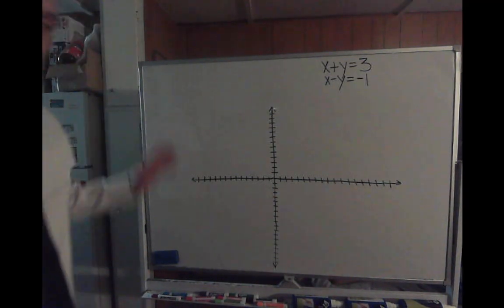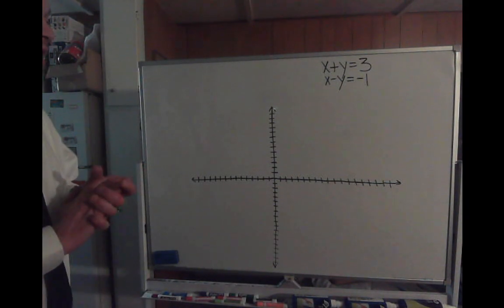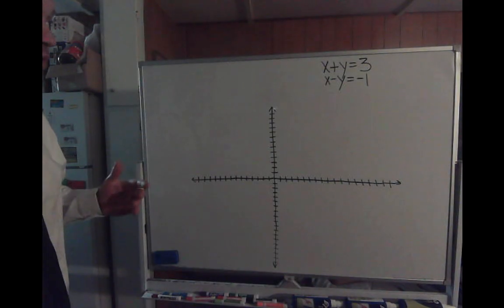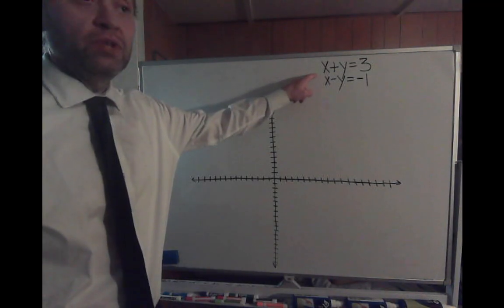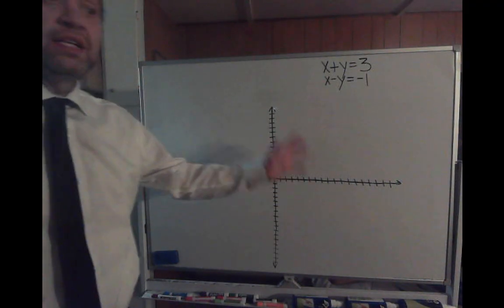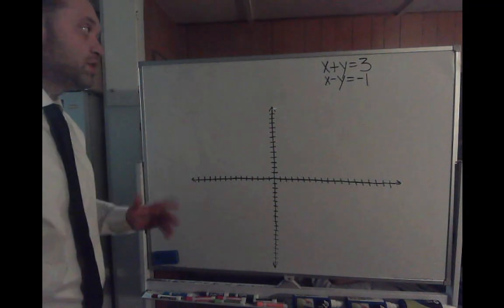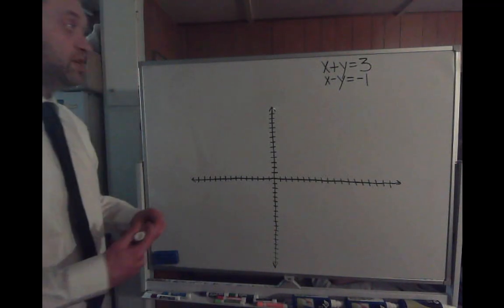So again, this may seem largely like a review from algebra, where we solve the systems of equations and figure out the point of intersection of these two lines. But not only are we going to do that, we're going to graph the two lines with their point of intersection. So here you have a given system of equations.